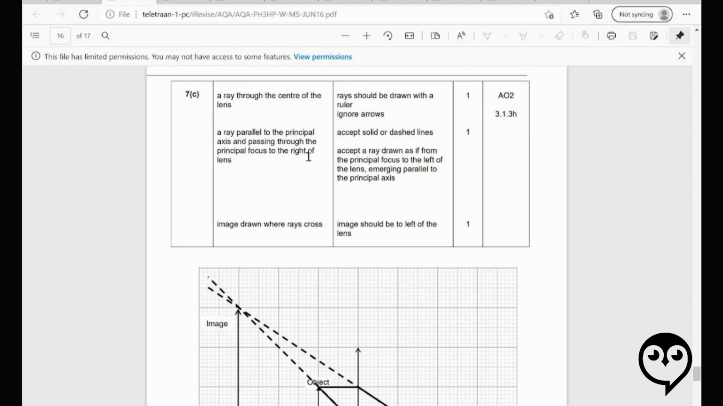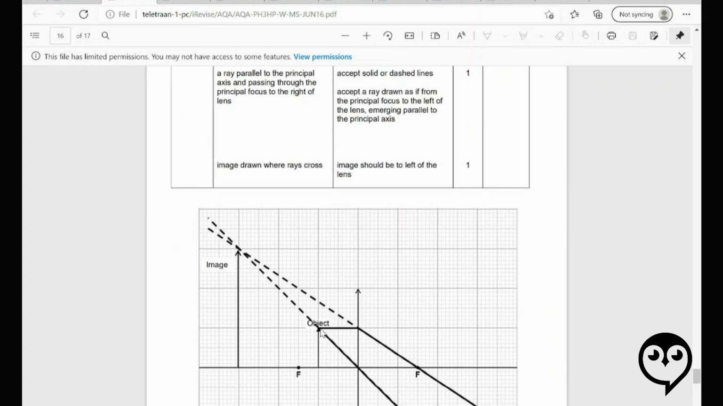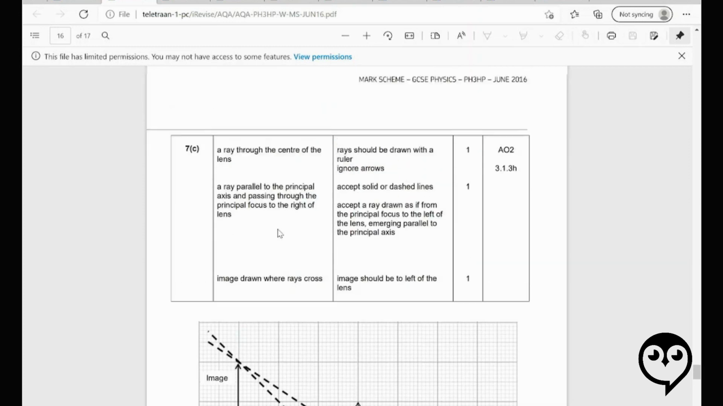Okay, so you get 3 points. So you draw your line parallel to the axis through the focus. You get the other one going right through the center. You draw your image drawn here where your dotted lines meet up. That's your third mark.